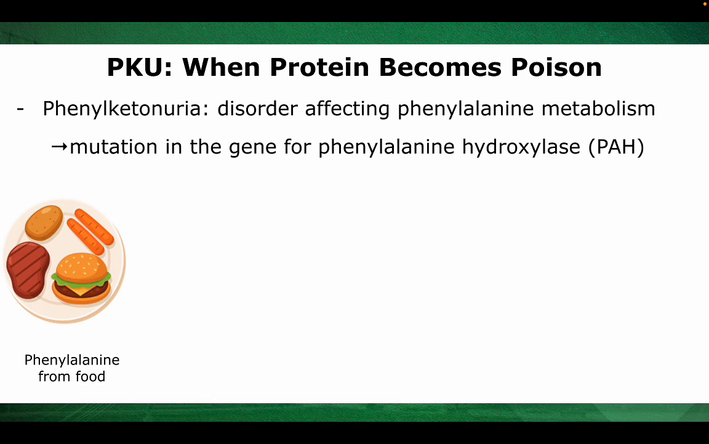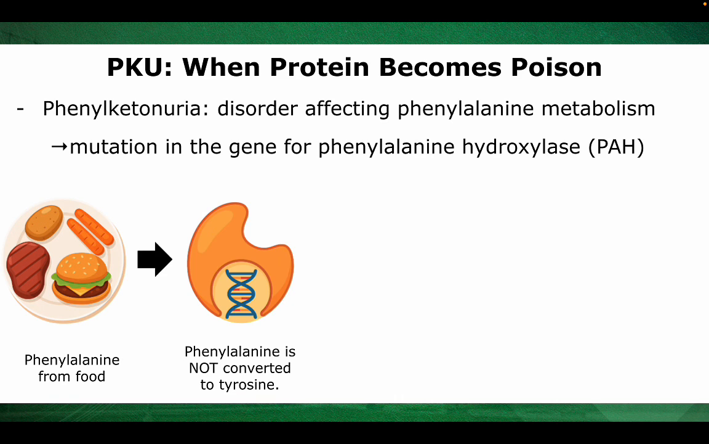It starts when you eat protein-rich foods like meat, eggs, or dairy. These foods contain an amino acid called phenylalanine. Normally, the body uses an enzyme called phenylalanine hydroxylase to convert phenylalanine into another useful amino acid, tyrosine. Tyrosine is important because it helps make brain chemicals and pigments the body needs.